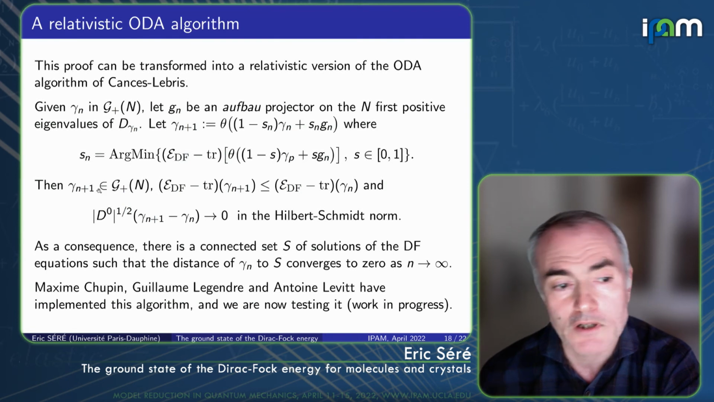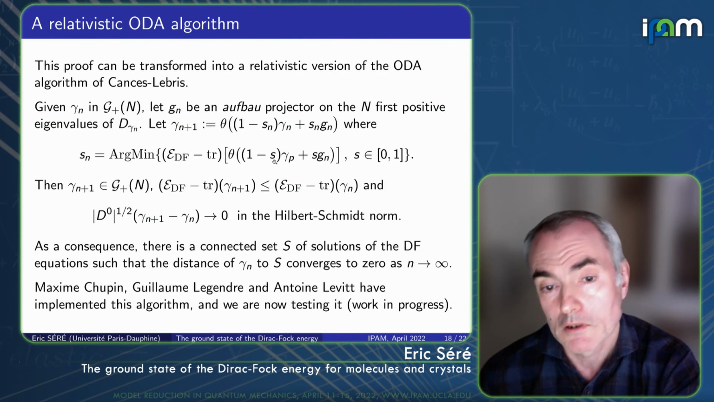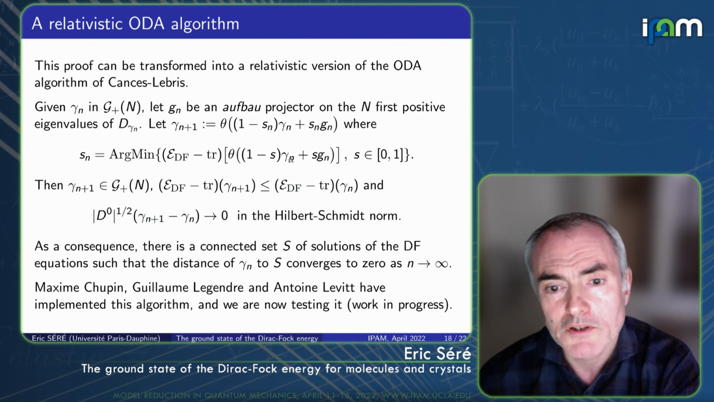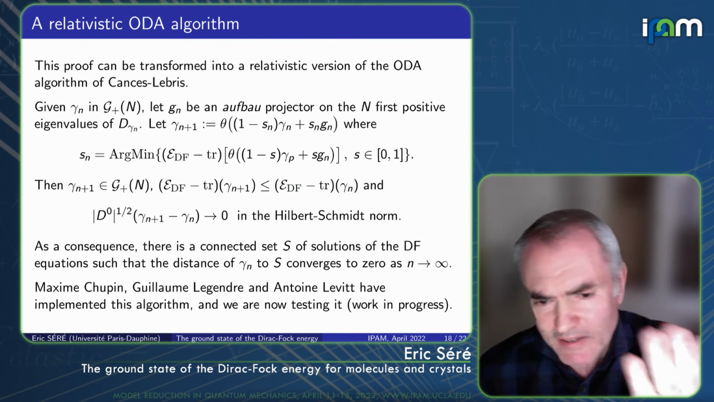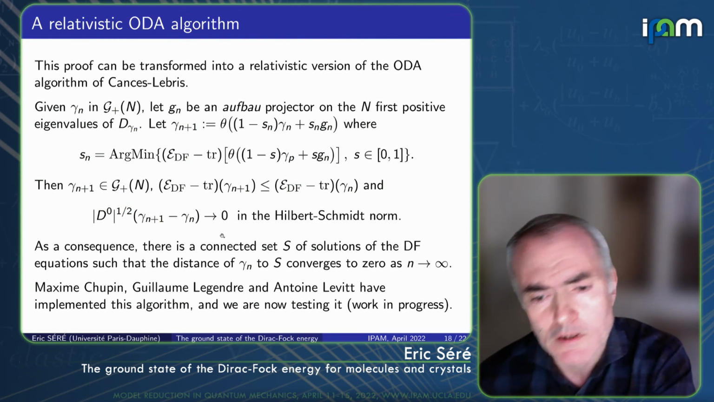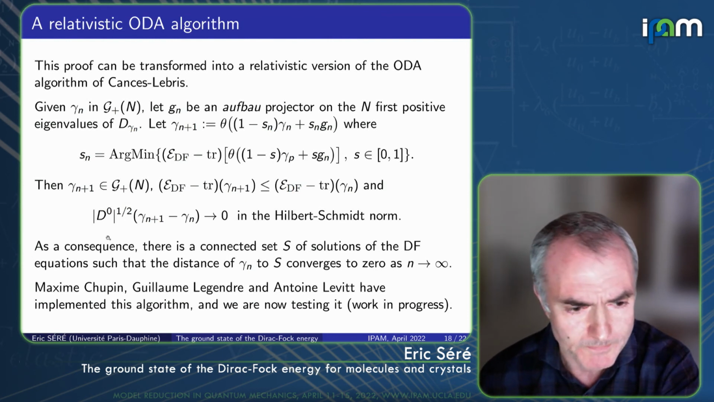And then it's not hard to check. It's almost a tautology, because here you have a minimizer, so the energy of the minimizer is smaller than the energy for S equal 0. Okay, and here this gamma p is the gamma n. And so you find that you get a sequence with a decreasing energy, and also you can check that gamma n plus 1 minus gamma n decreases in some convenient norm, and so you can prove that the distance between gamma n and the set of ground states converges to 0.